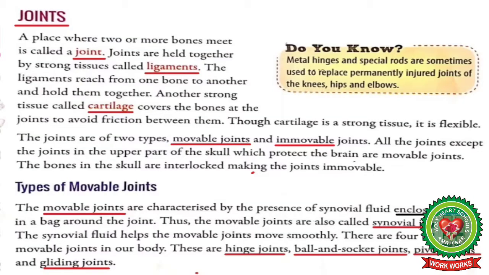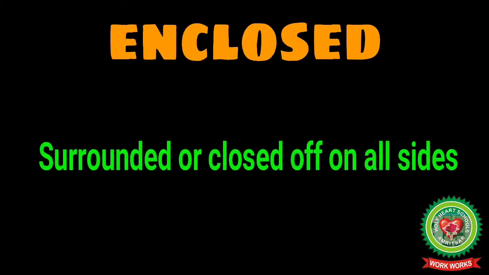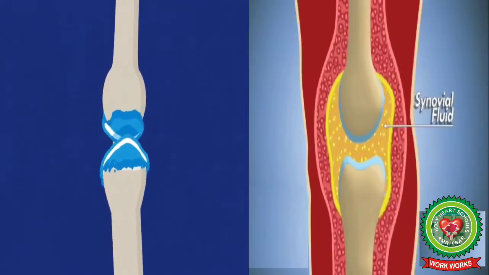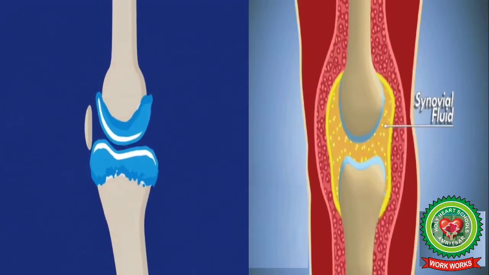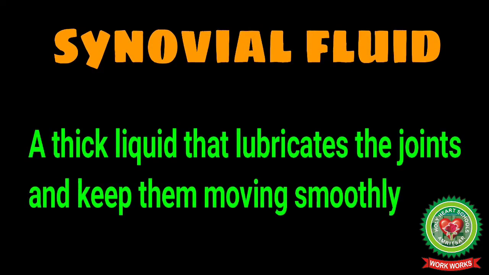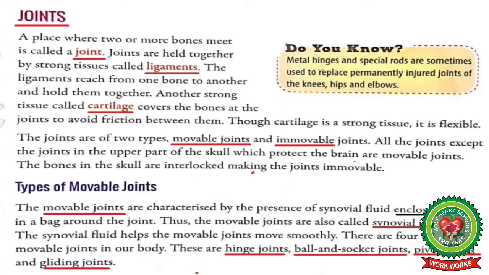The movable joints are characterized by the presence of synovial fluid enclosed in a bag around the joint. Underline the word enclosed and write down its meaning: surrounded or closed off on all sides. Students, synovial fluid is present in each of the joints in the human body. This fluid is a thick liquid that lubricates the joints and keeps them moving smoothly. So, the movable joints are also called synovial joints.